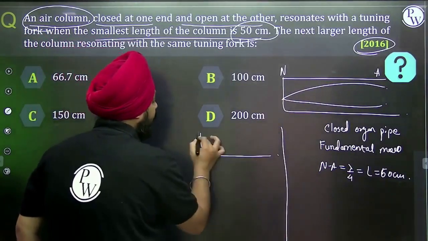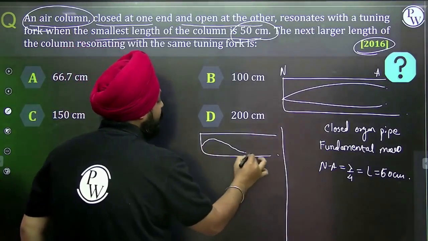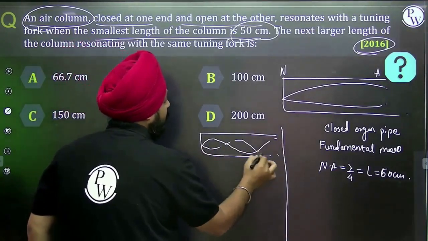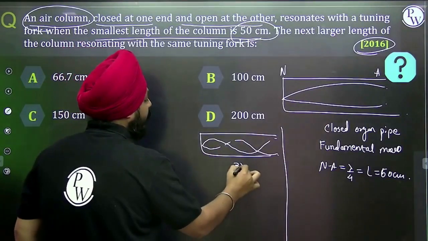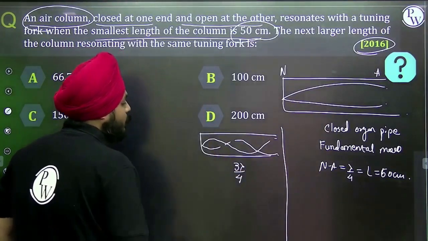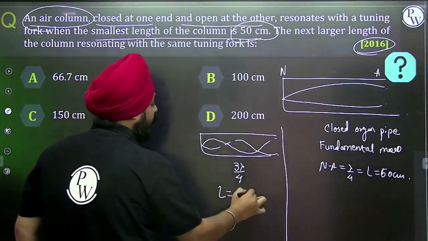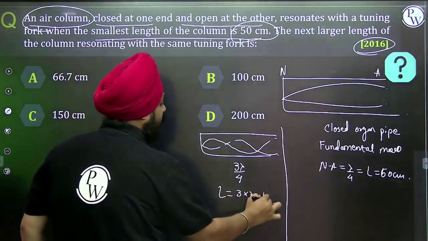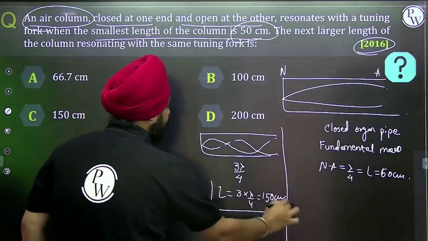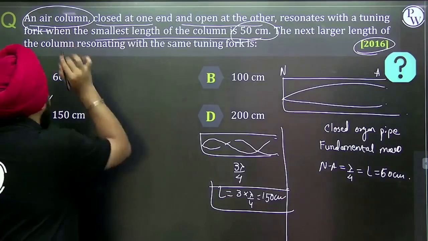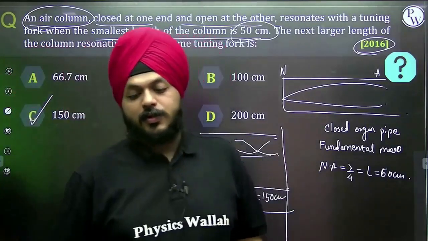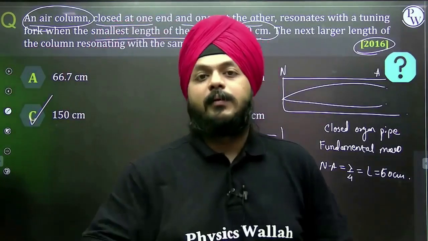After that, we are having the largest length like this way, right? So that will be equivalent to 3 lambda by 4. So the largest length is equal to 3 into lambda by 4, that is equal to 150 centimeter. Right? C is the perfect answer for this specific question. See, this kind of questions are there. It's very simple.